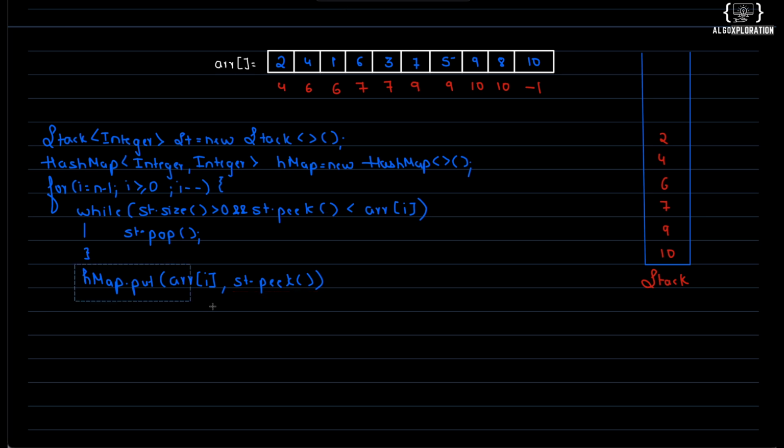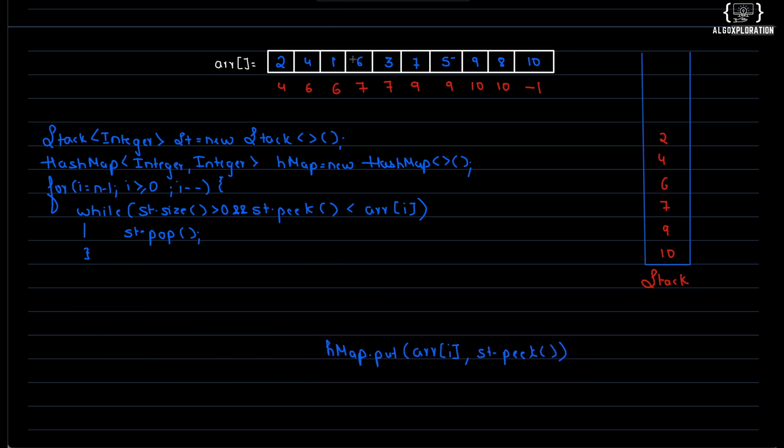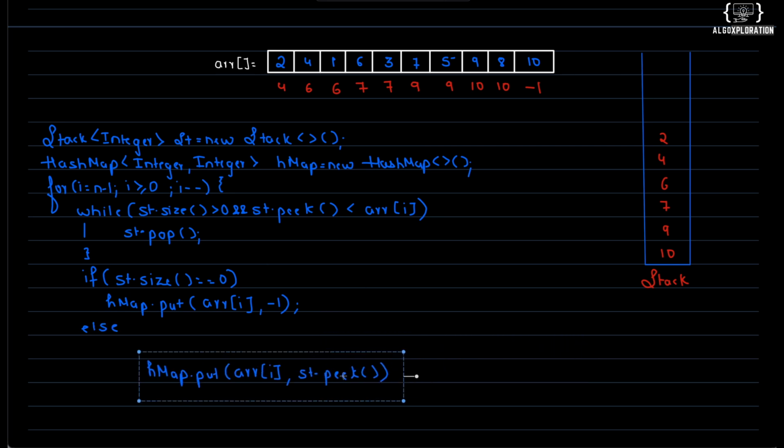But see, again we are storing the top of the stack, and it might happen that the stack is empty, so I need to have conditions. So first I'll check if stack size is 0, then I need to store -1 to it. So hash map dot put current element, comma, -1, because the stack is empty. Else, if the stack is not empty, then I need to have this function, right?